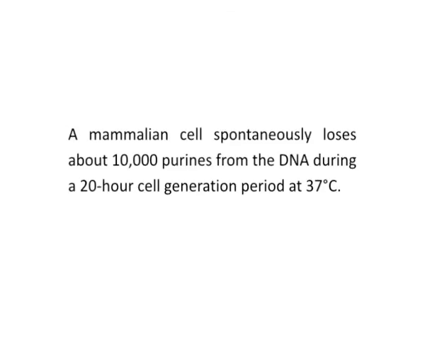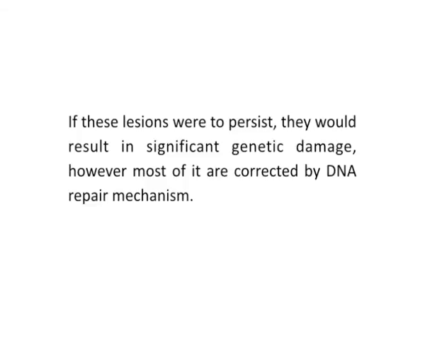Naturally occurring damage to the DNA, called spontaneous lesions, also can generate mutations. Two of the most frequent spontaneous lesions are depurination and deamination. A mammalian cell spontaneously loses about 10,000 purines from the DNA during a 20-hour cell generation period at 37 degrees centigrade. If these lesions were to persist, they would result in significant genetic damage. However, most of them are corrected by DNA repair mechanisms.